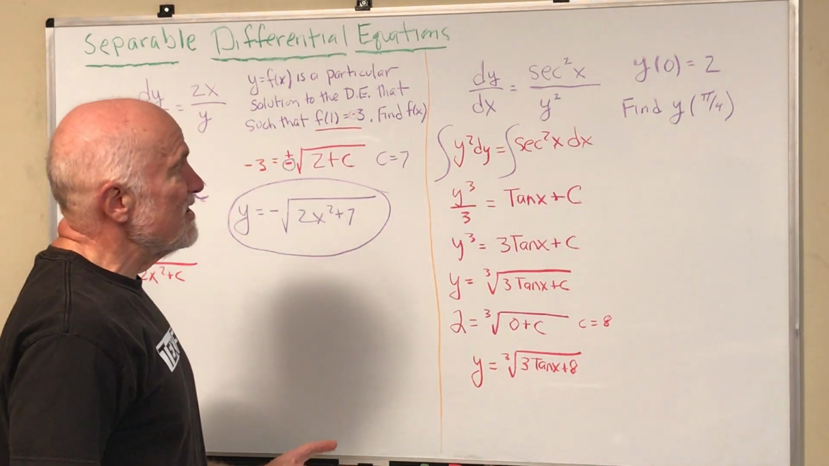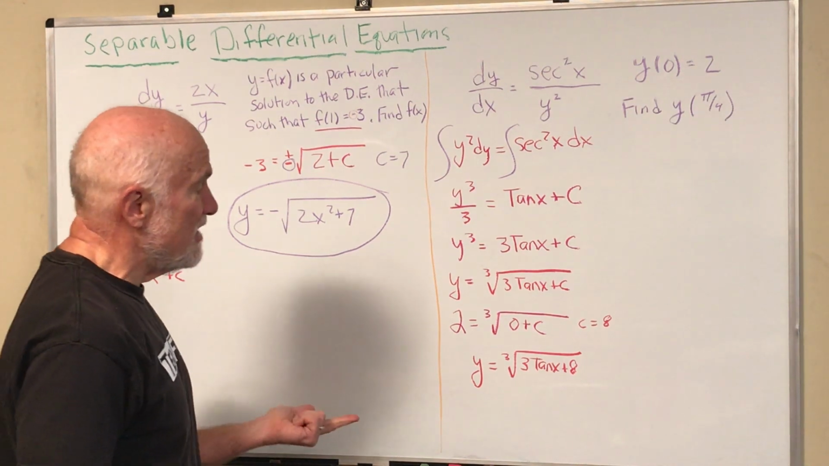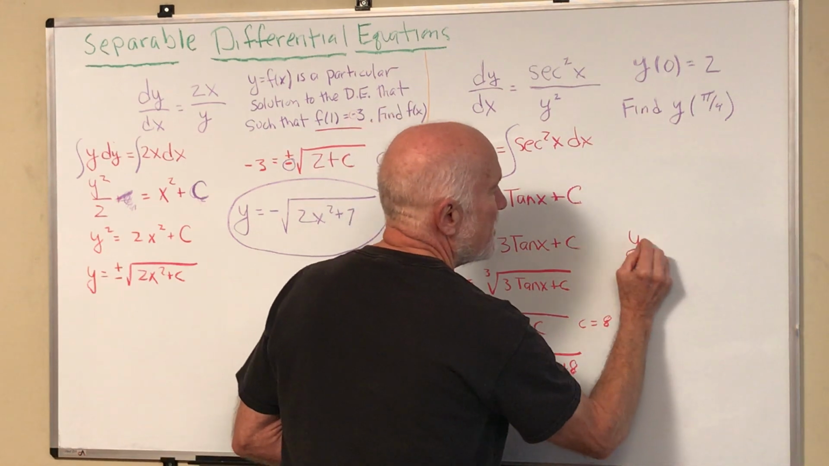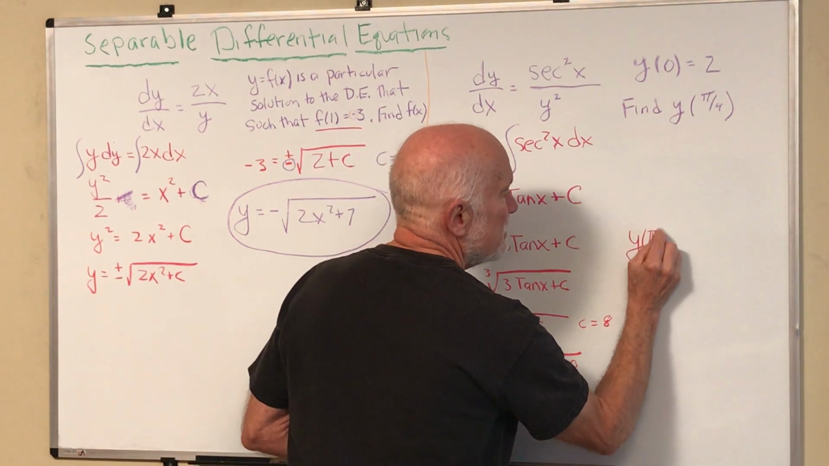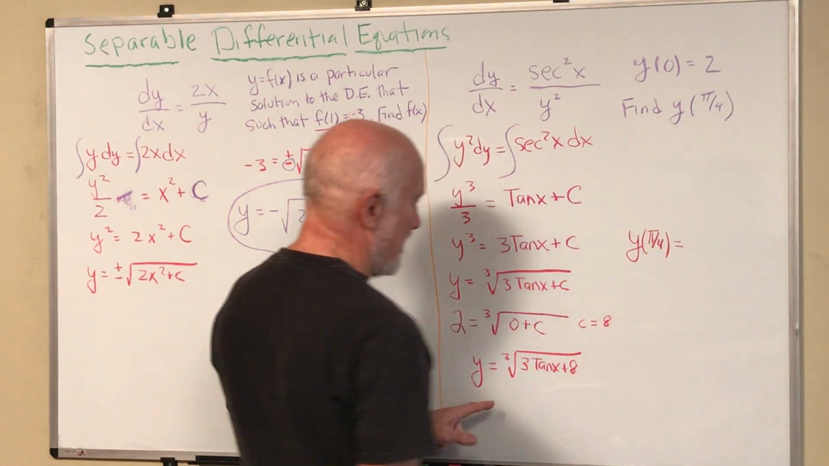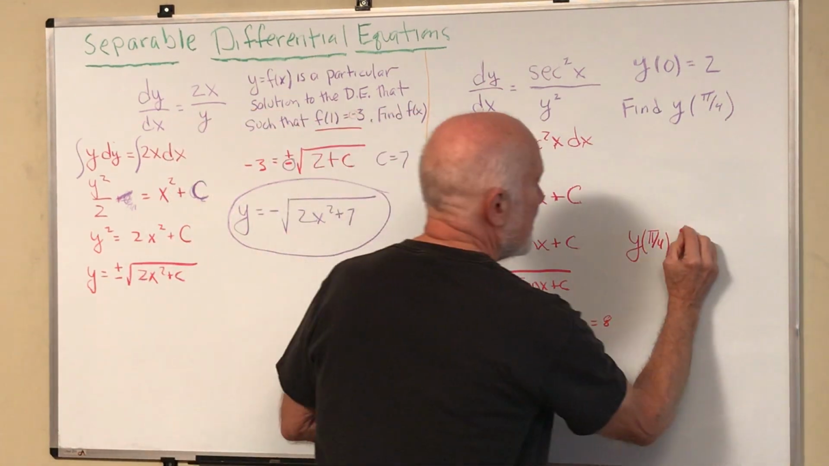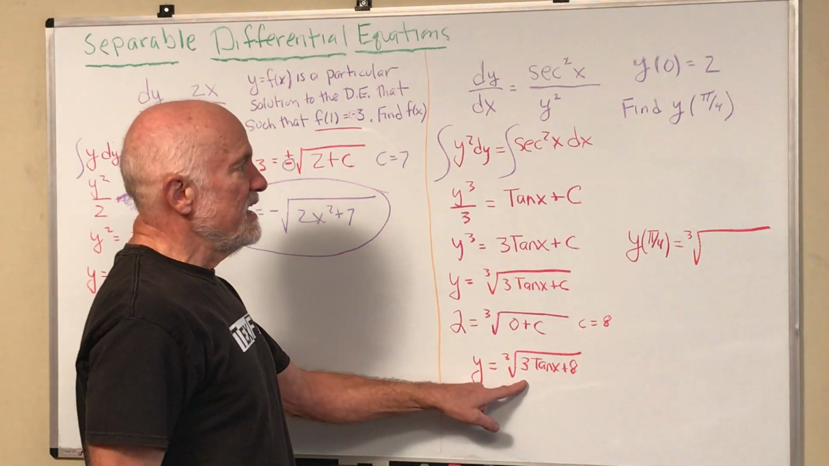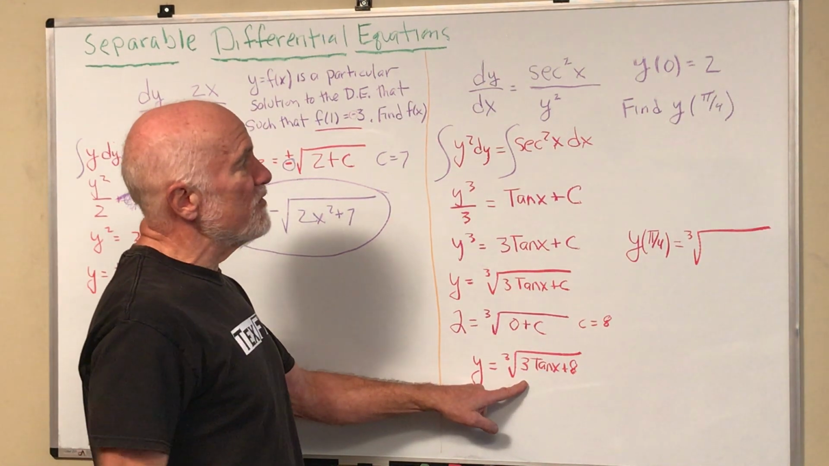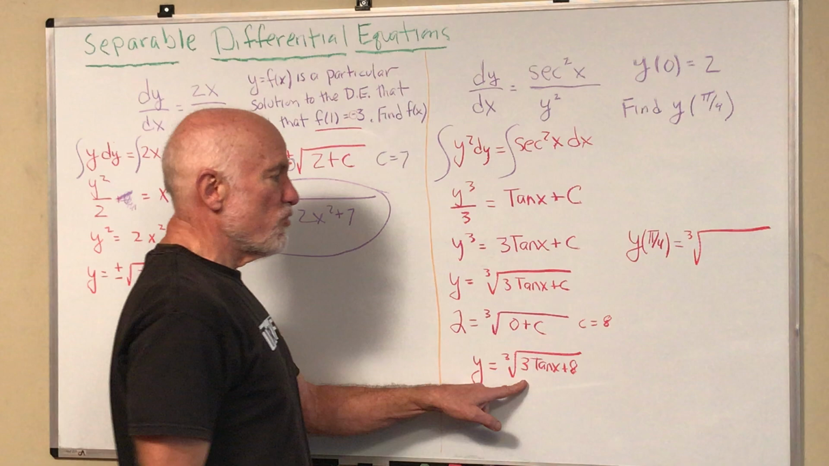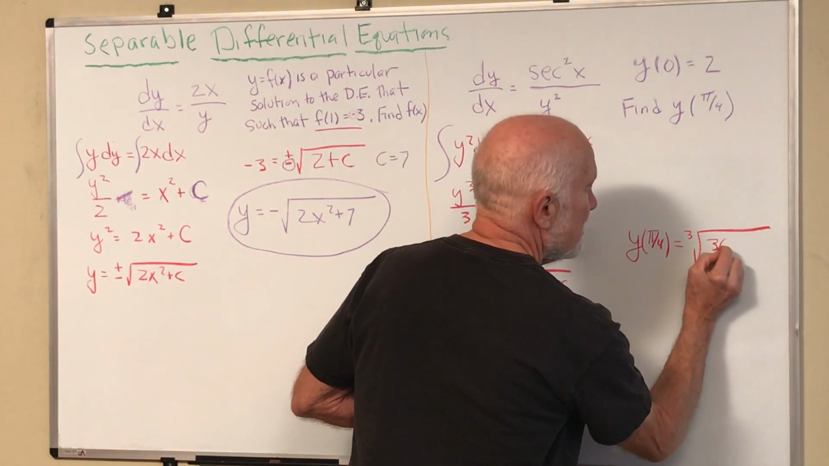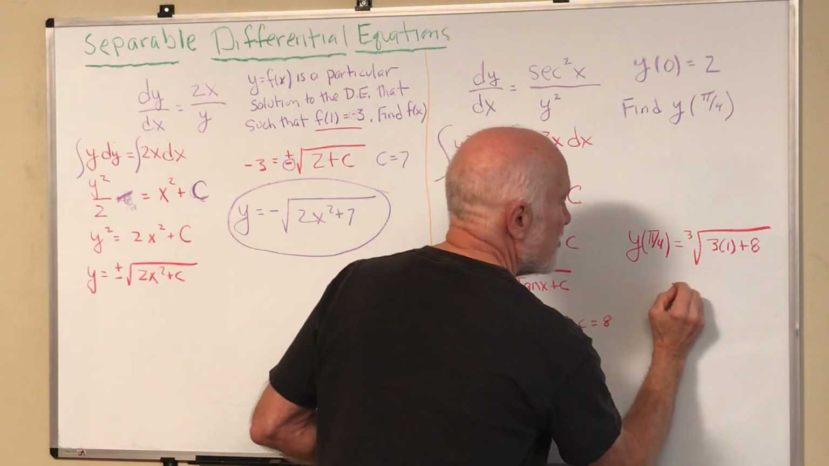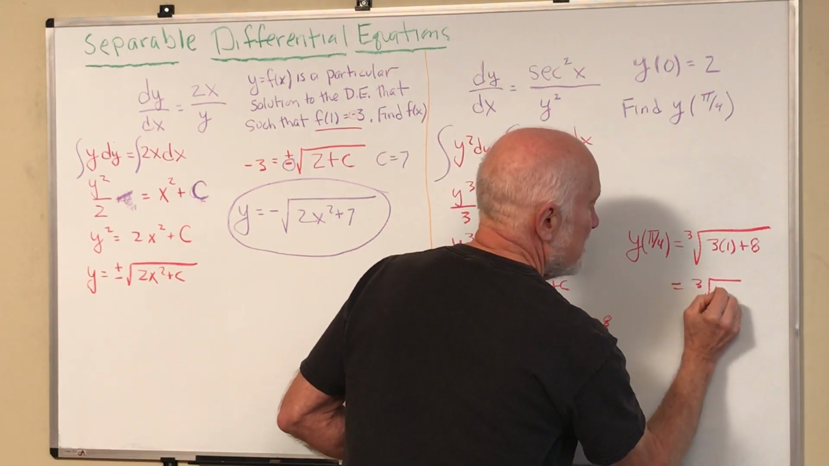Now in this case, they didn't say to find the solution, they said to find what y of pi over 4 is. So my last step to find y of pi over 4 is to plug that into here. So I get the cube root of 3 times the tangent of pi over 4. Well, that's 1. So the answer to this is the cube root of 11.